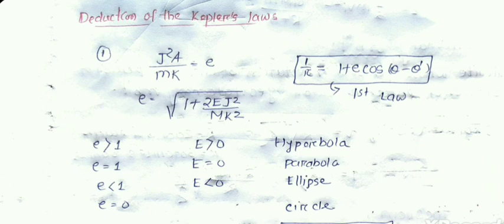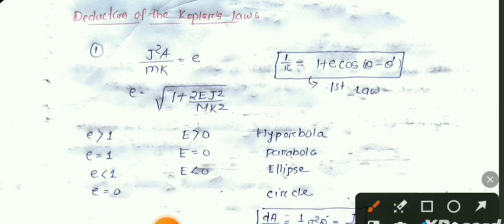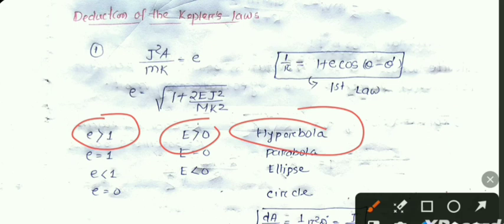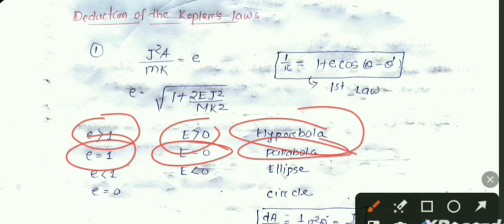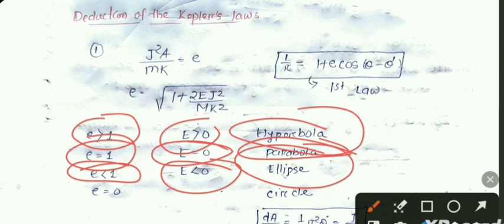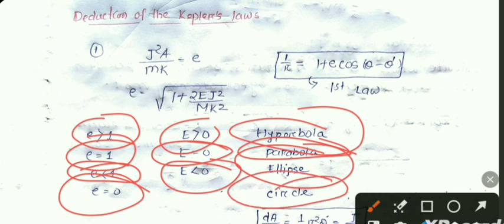If the eccentricity is greater than 1 and energy is greater than 0, then the conic section will be a hyperbola. If eccentricity is equal to 1 and energy is equal to 0, then this will be a parabola. And if eccentricity is less than 1 and energy is less than 0, then it will be an ellipse. Then if eccentricity is equal to 0, then this may be a circle. Approximately this is a circle.